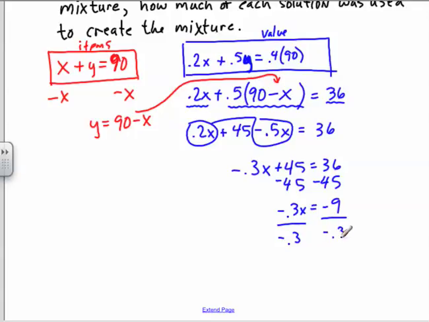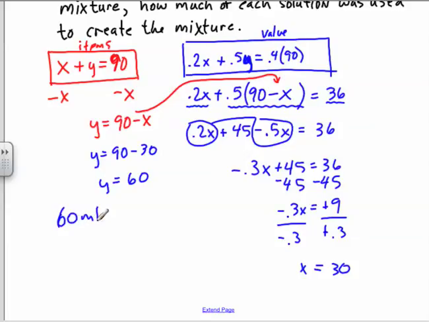Wow, it's not negative 0.4, is it? No, it's 0.3, because that goes into 9 30 times. Positive 30, because negative divided by negative is a positive. Okay? All right, well, if x is 30, then y is equal to 90 minus 30. Y is equal to 60. All right, so I have 60 milliliters.